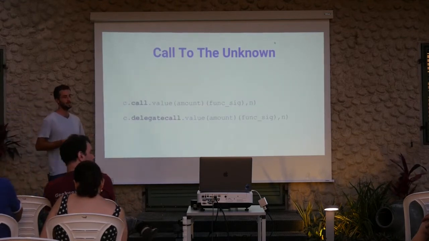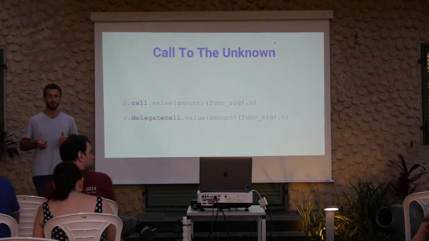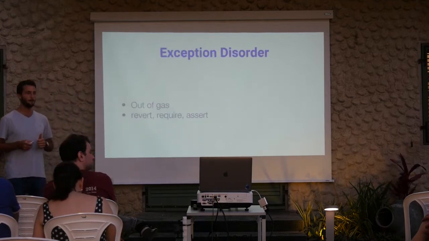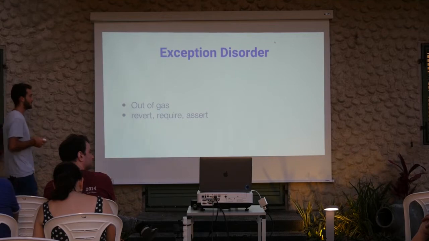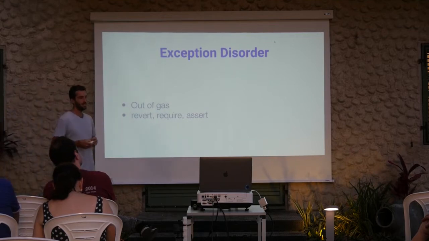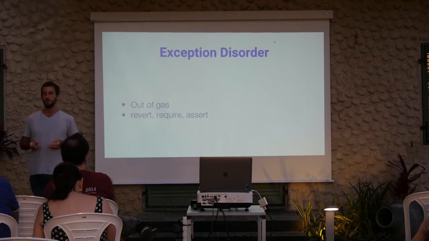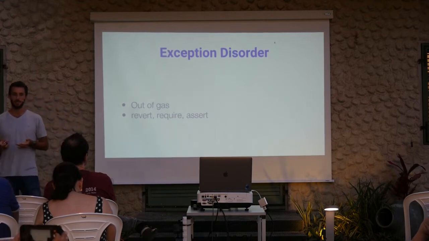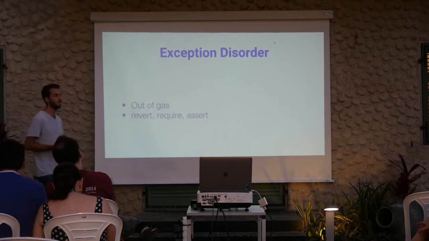The same happened with call and delegate call. The second vulnerability is exception disorder. In Ethereum, we have two cases for exceptions. The first one is out of gas.